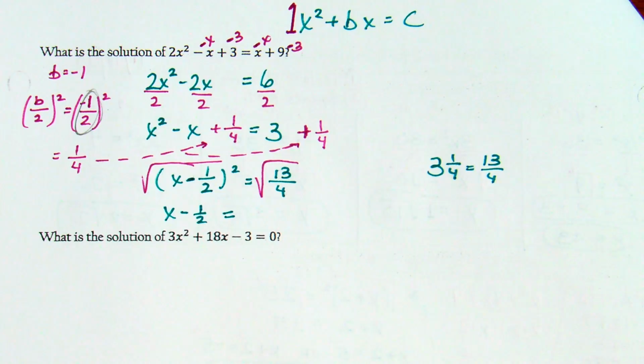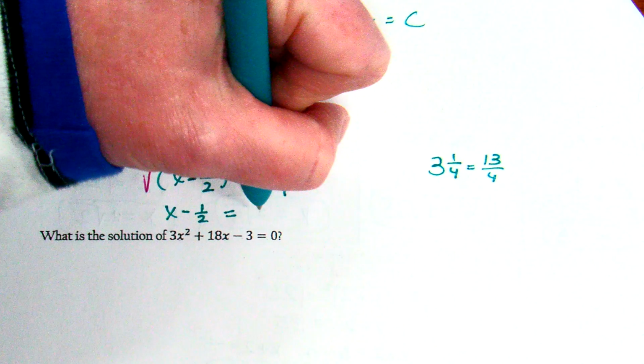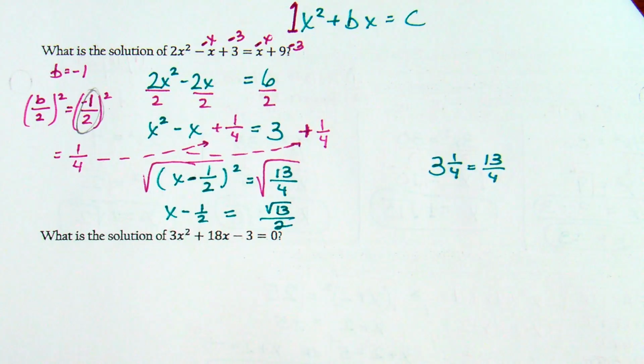What's the square root of 13/4? So when we say square root of 13/4, I'm going to tweak it a little bit. Square root of 13 is square root of 13. Square root of 4 is 2. So instead of writing square root of 13/4, I'm going to write it as square root of 13 over 2.